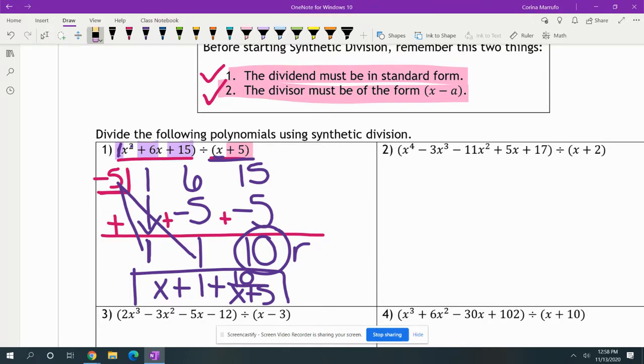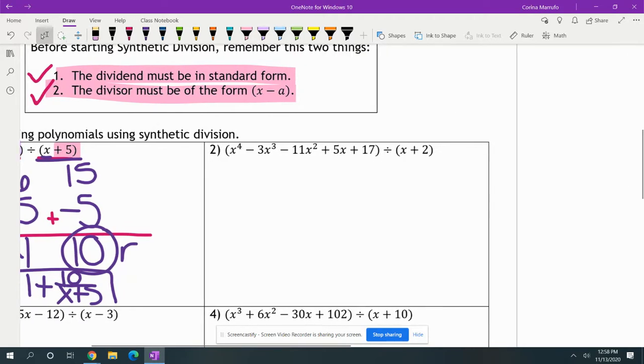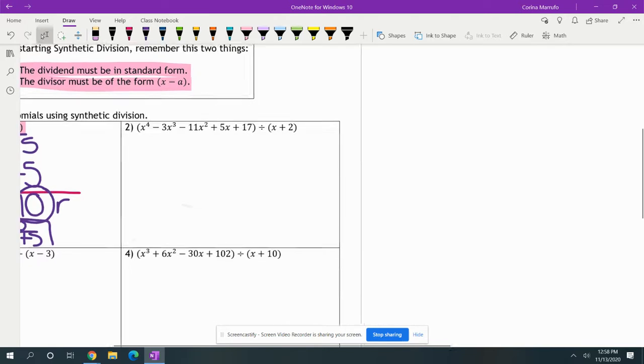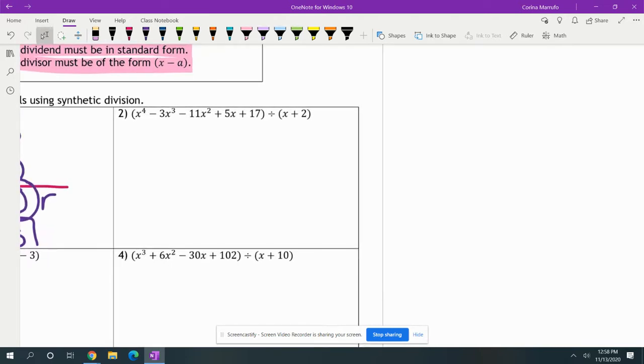Okay. It seems a little complicated at first, but once you get the hang of it, it gets easier. Okay, so let's go ahead and remember, we check first, is this in standard form? So 4, 3, x to the third power, x to the second power, x to the first power, and then the number by itself. So it is in standard form. And then here we have x plus 2, so we are good to go.